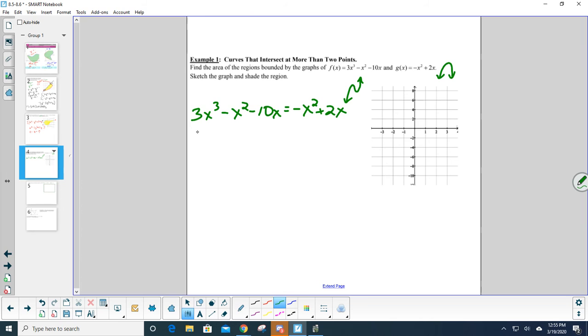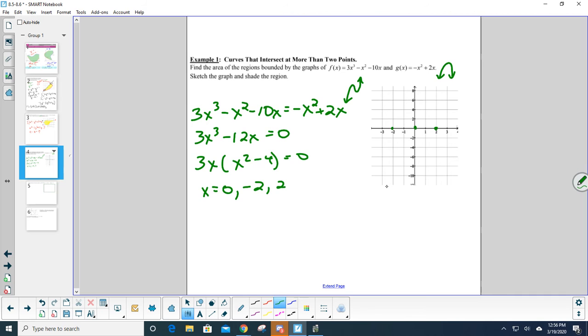And hopefully we can do this without a calculator. I'm going to take everything to the left-hand side because this x cubed is positive. If I add x squared to both sides, the x squares go away. I'm going to subtract 2x from both sides, and I'm going to end up with this. I can factor out a 3x, and we're left with x squared minus 4. And then I've got x equals 0 from this piece, and x equals negative 2 and positive 2 from this piece. So I can see right now I have 3 places: at x equals 0, at x equals negative 2, and at x equals 2.